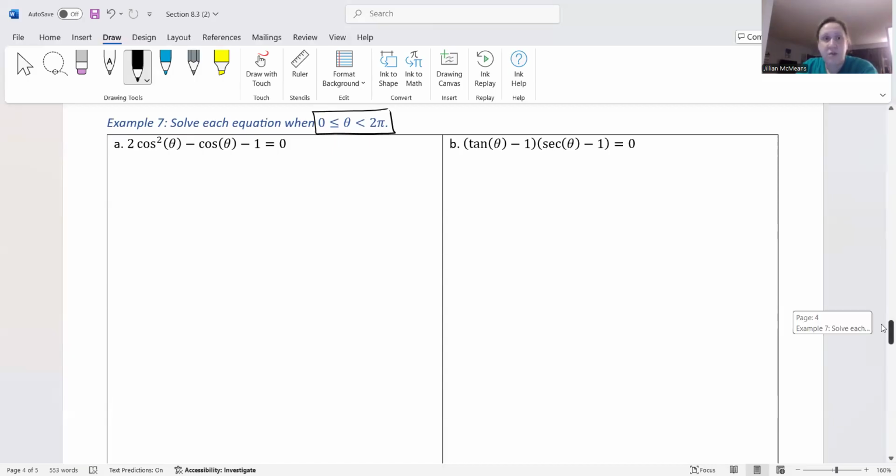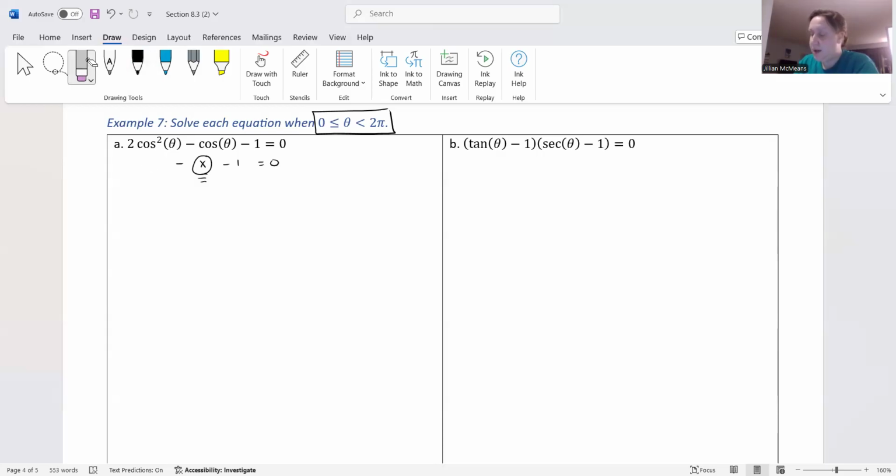So first we have 2 times cosine squared of theta minus cosine of theta minus 1 equals 0. So we could think of this as looking almost like 2x squared minus x minus 1 equals 0. So it looks very quadratic in nature. So what you do is you always look for the basic expression and let it equal u, okay? So this is our basic expression. We have that expression squared in our equation. So you always let the basic one, like to the first power, equal your u.